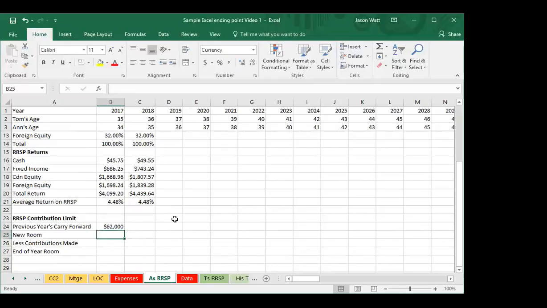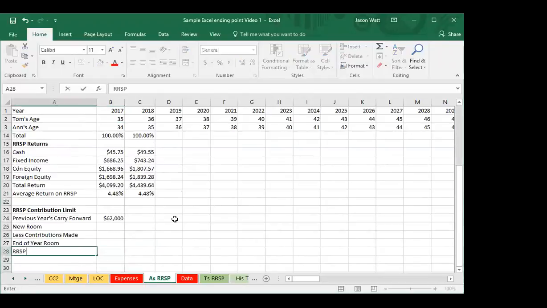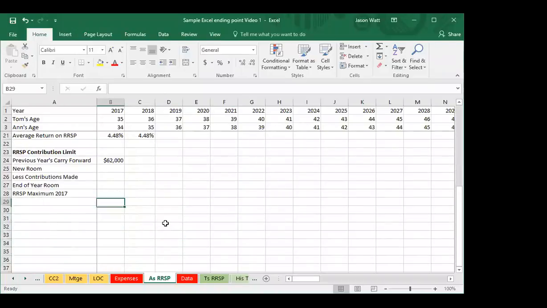Tom and Ann both earn less than the RRSP maximum income. RRSP maximum, if you wanted to track it for 2017, you could do this. It would be more of a concern if either of them made more than about $140,000. That's where we bump into this maximum. The RRSP maximum for 2017 is based on $26,010. Sorry, $26,010. That amount is indexed to inflation.